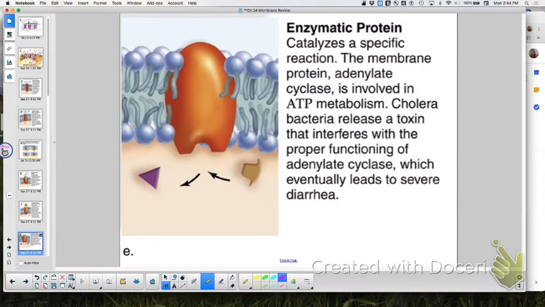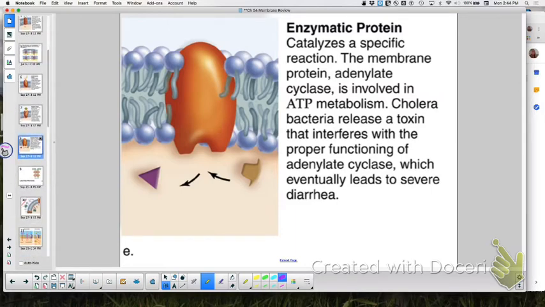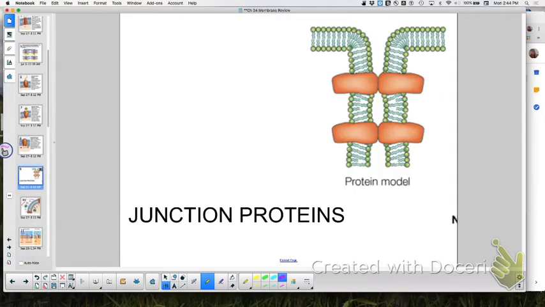Enzymatic. So it could catalyze a reaction that is needed inside the cell, but it is usually connected to a receptor, which then triggers an enzyme that's right next to it. Like adenylate cyclase. And then your last one was junctions. Okay, so your junctions could be very tight. They could be two channels hooked up together. They could just be two proteins cemented together. But those proteins are holding our two cells together.